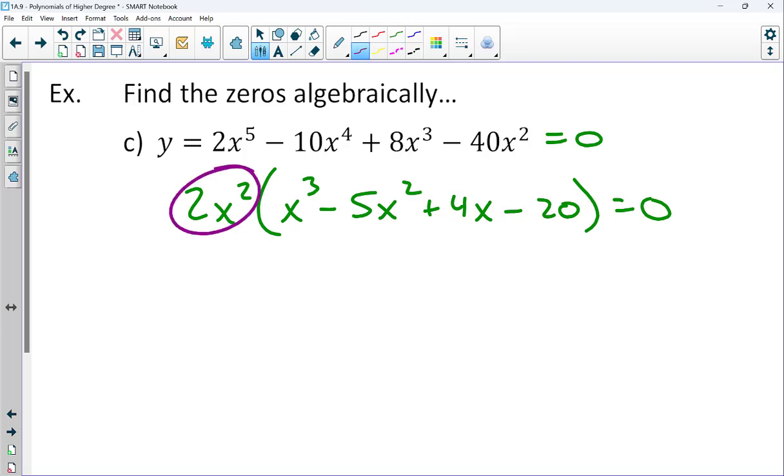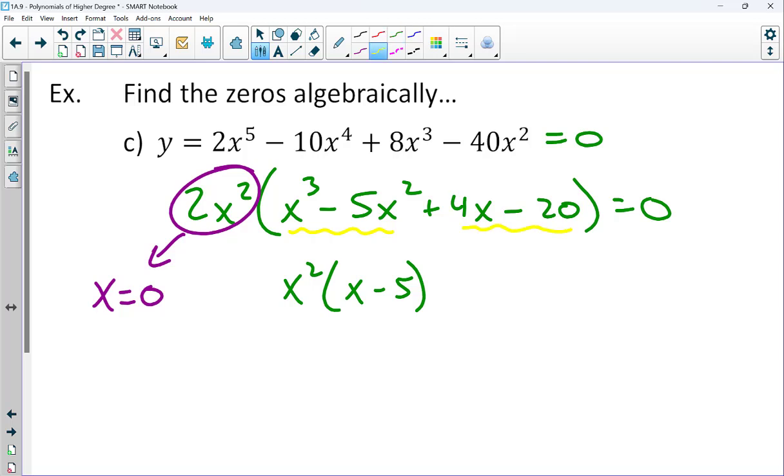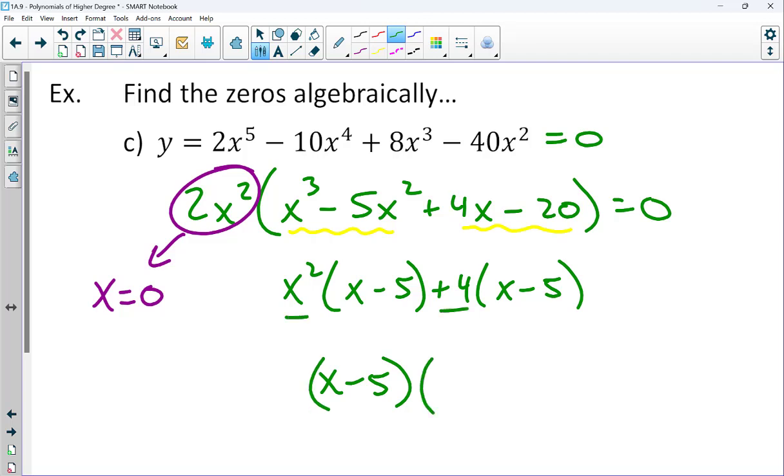Notice that I have a GCF out here. I know that x equals 0 is going to be one of my solutions. I'm going to keep factoring. I've got these two guys. I can factor out an x squared and leave behind x minus 5. I need to pull another GCF out of these two, and it needs to leave behind x minus 5. Notice if I pull out 4, it's going to leave x minus 5. So x minus 5 is one of my factors, and x squared plus 4 would be the other factor.